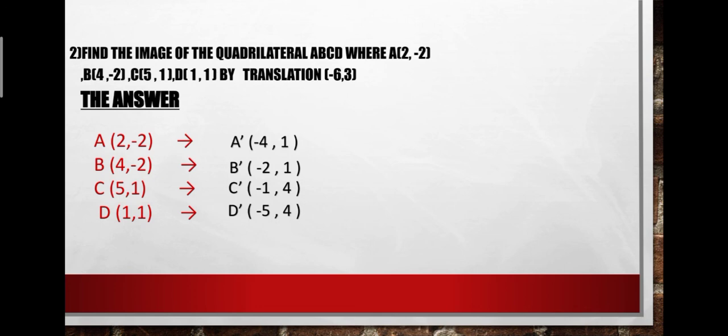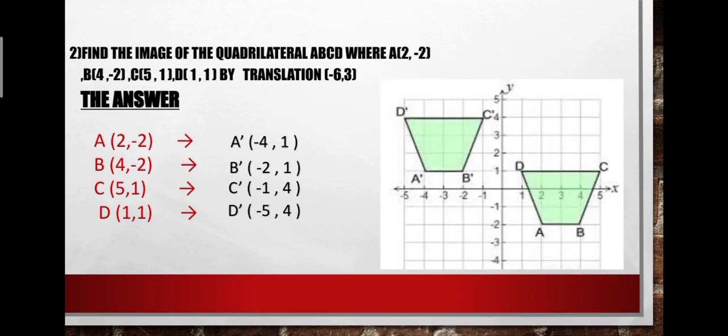After I get the images, I will represent the main points first, then the images. So A, I will stand at 2, then I will move down. Do you remember x-axis horizontal and y-axis vertical? So I will stand at 2, move 2 steps down, or 2 units. It will be A. To represent B, I will stand at 4, then I will move 2 points down. It will be B. C, I will stand at 5, then I will move up 1 point. It will be C. What about D? I will stand at 1 and I will move up 1 step, or 1 point. It will be D. And I will join between them.